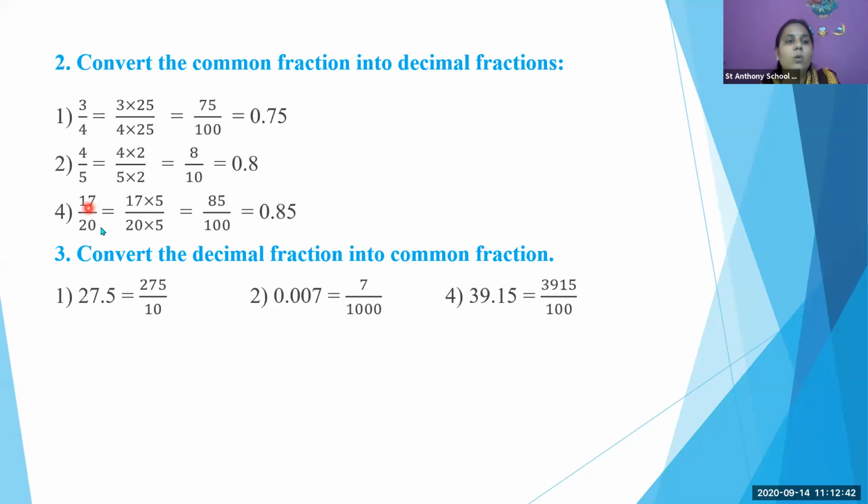So if I multiply this 4 by 25, I will get the answer 100, right? Now 20 into which number so that we will get the answer 100? So 20 into 5 is 100. If I multiply this 20 by 5, I will also multiply this 17 by 5, and then 85 is the answer. So I will easily convert that fraction into its decimal. 85 upon 100 means 2 digits, so before 2 digits the decimal point is there. So 0.85 is my answer.